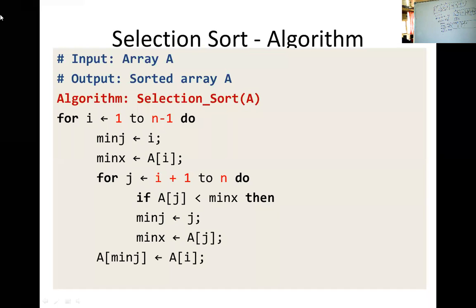See, first of all, what do you have to do? Min j will be equal to I. Min j is the first position, that is the element at the first location. Then min x is equal to ai. For aj, for j is equal to I plus 1, if aj is less than min x, then min j is equal to j and min x is equal to aj. Now see how this algorithm is working.